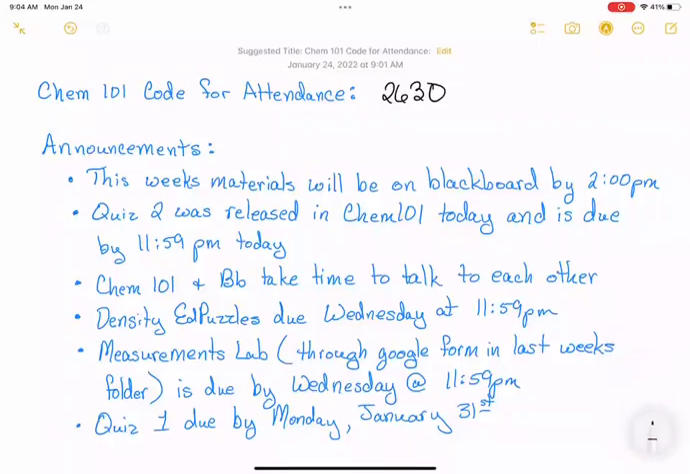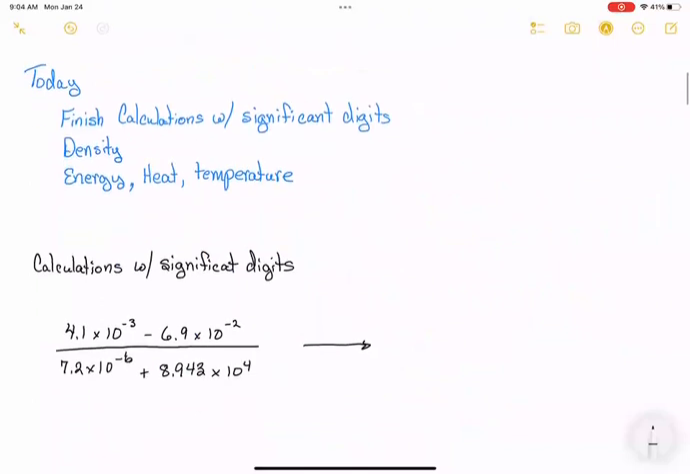Okay, then let's move on in today's materials. Today, my goal is to finish the calculations with significant digits. If you will recall, on Friday, I left us hanging with one of our calculations in progress. That calculation had to do with addition and subtraction of scientific notation. Once I'm done with that, I will then move on to density, and we'll talk about density. And finally, we'll talk about energy, heat, and temperature.